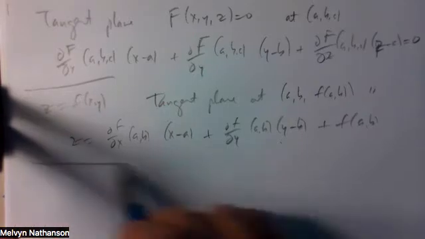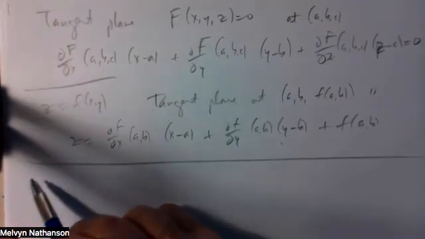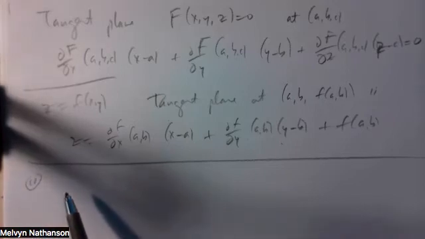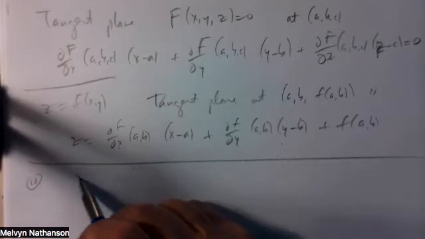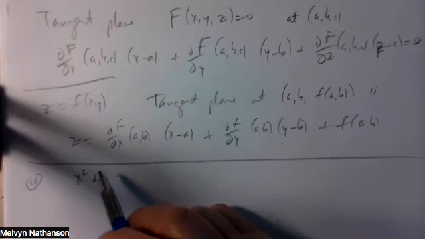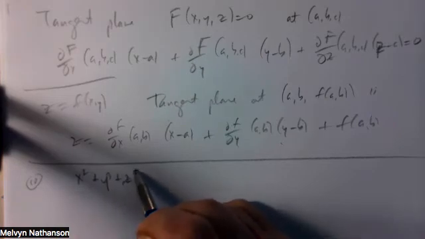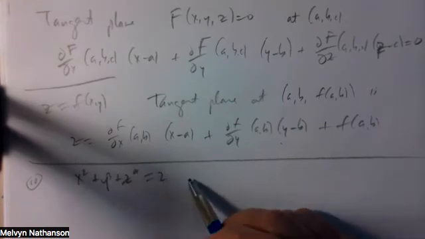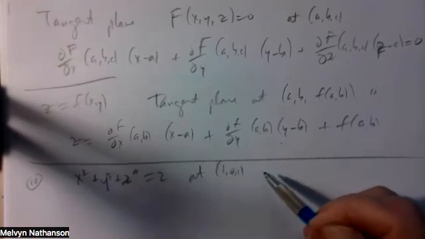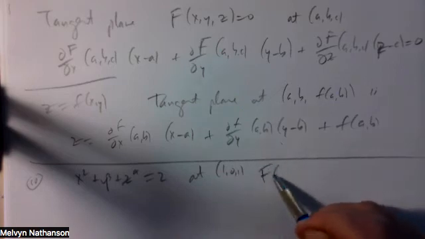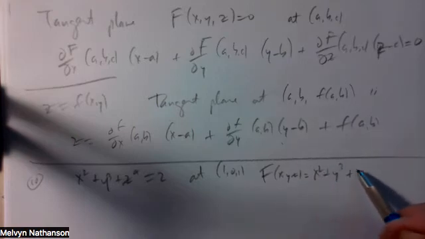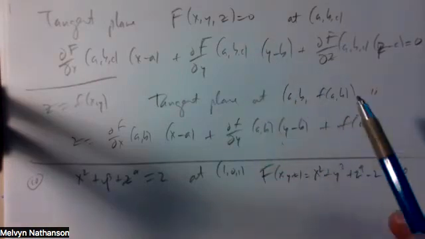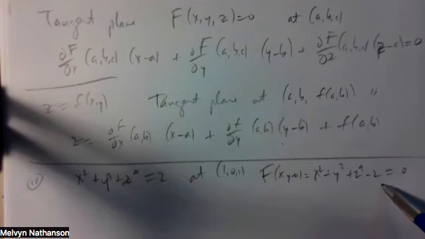So for problem number 10, we want to find the equation of the plane tangent to the surface x squared plus y cubed plus z to the fourth equals 2, first at the point 1, 0, 1. So this is like you're looking at a function f of x, y, z equals x squared plus y cubed plus z to the fourth minus 2 equals 0. That's just to get it to look in this form. And we have to know the partial derivatives at this point.